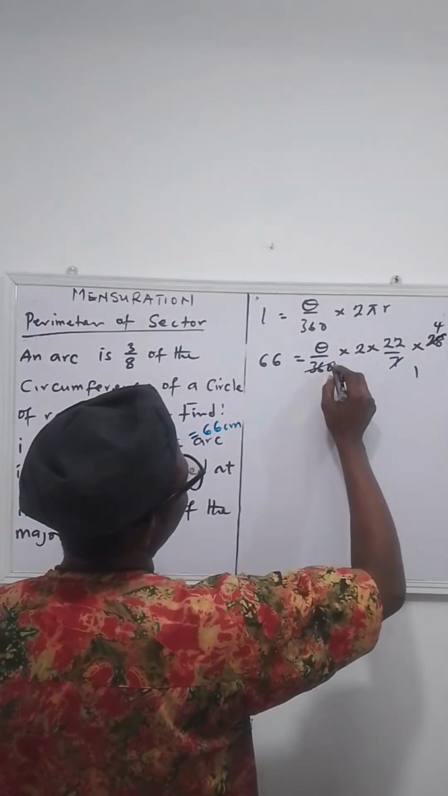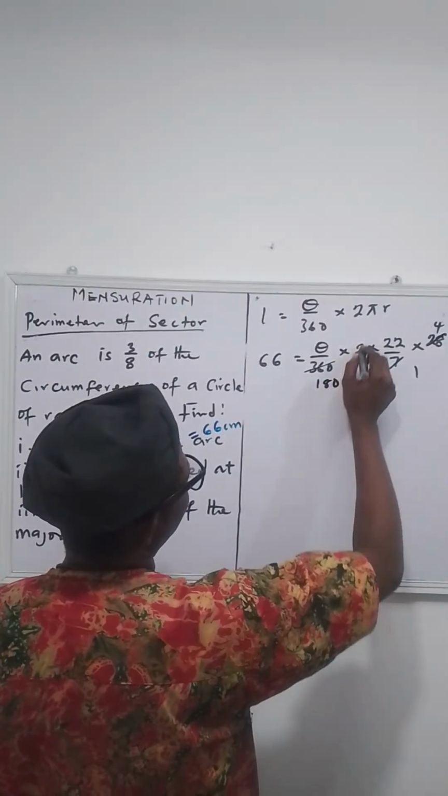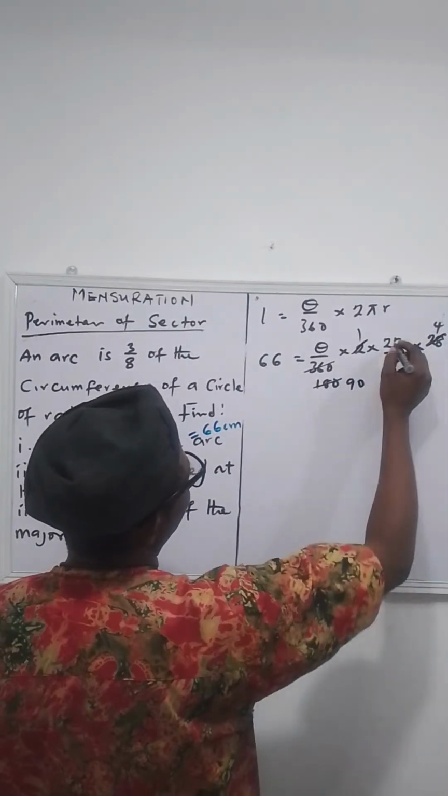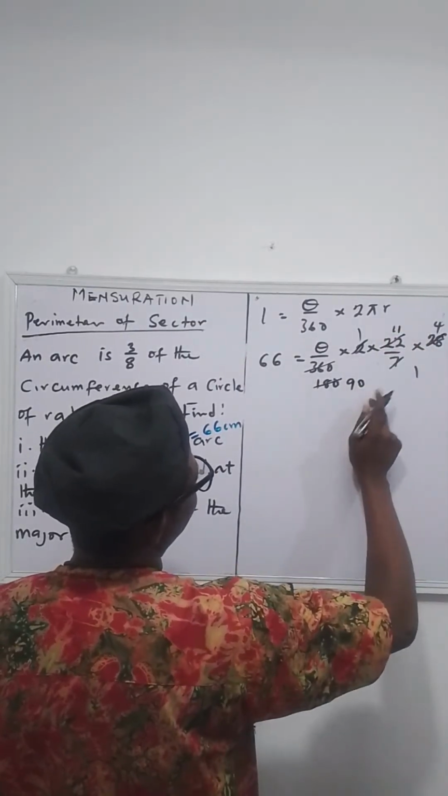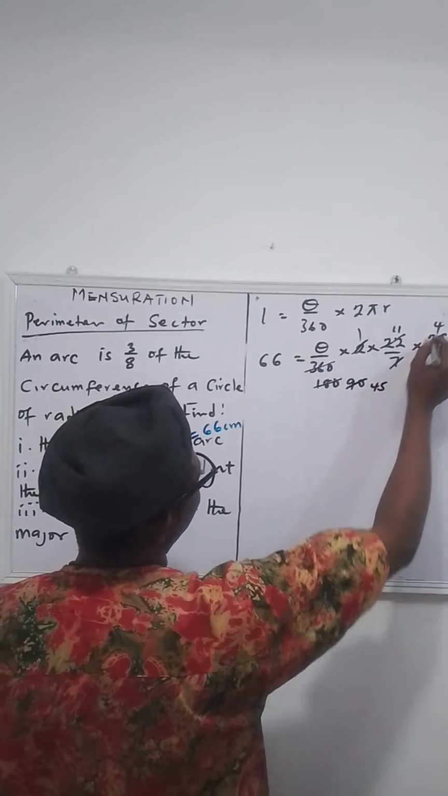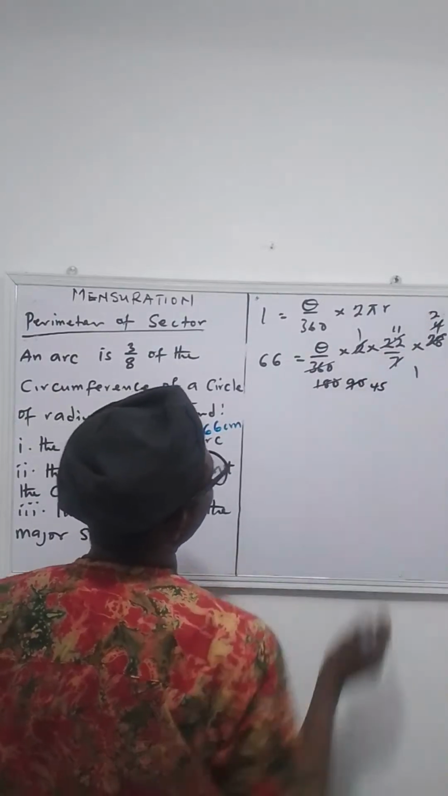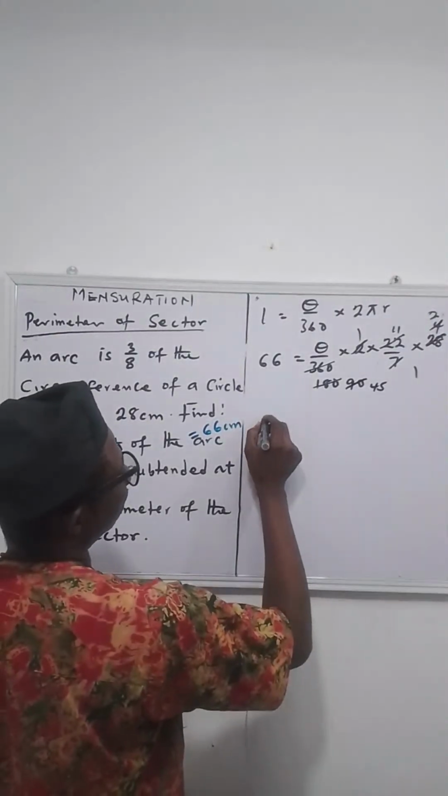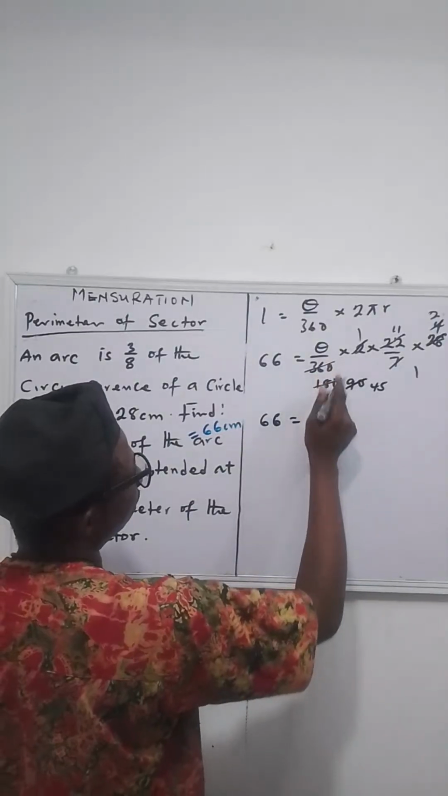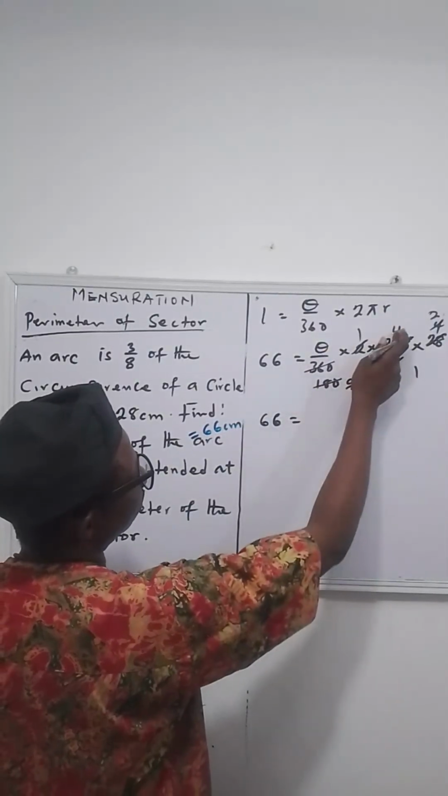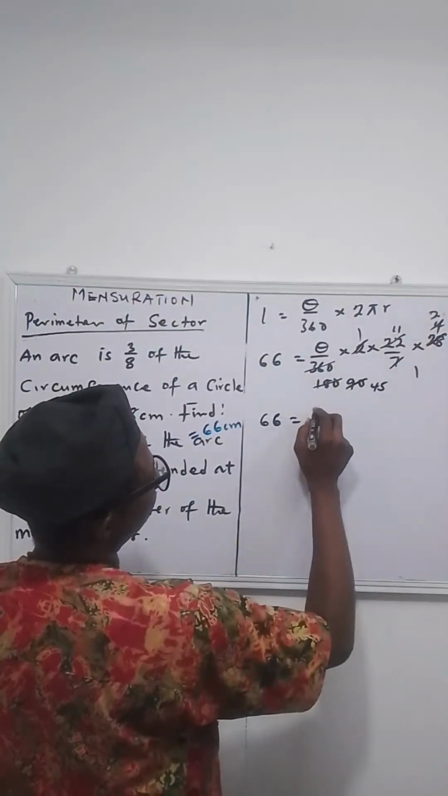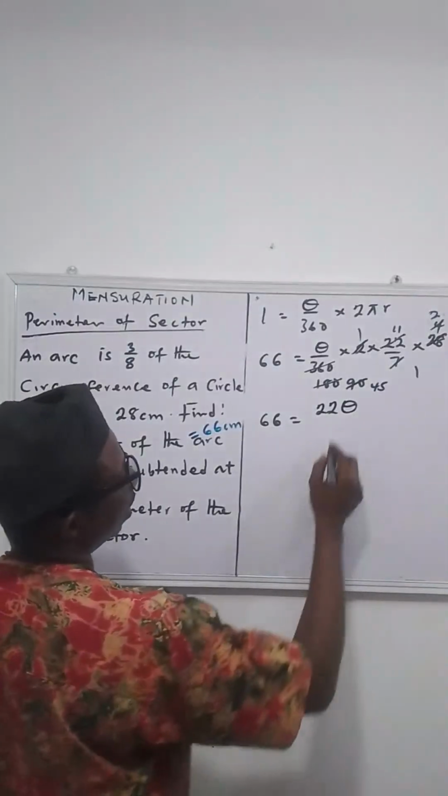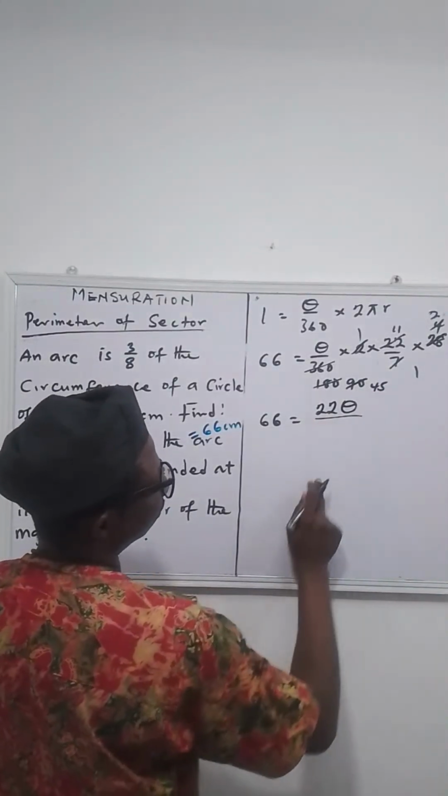Okay, 2 goes there is what? 180. 2 goes there 1. 2 goes there is 90. And 2 goes there is 11. Now 2 goes there is 45. 2 goes there is 2. Okay, so now we are left with 66 equals to theta times 11 times 2. That is 22 theta, everything over 45.